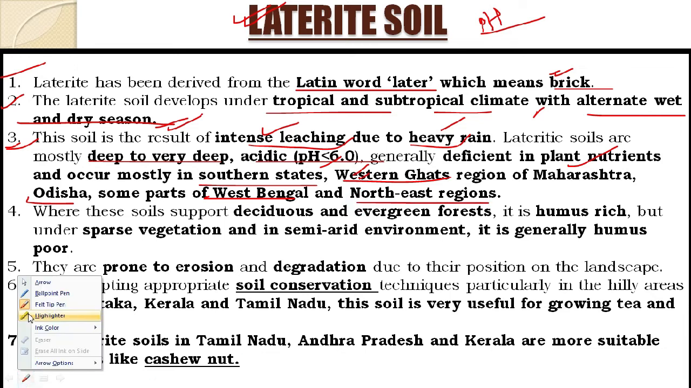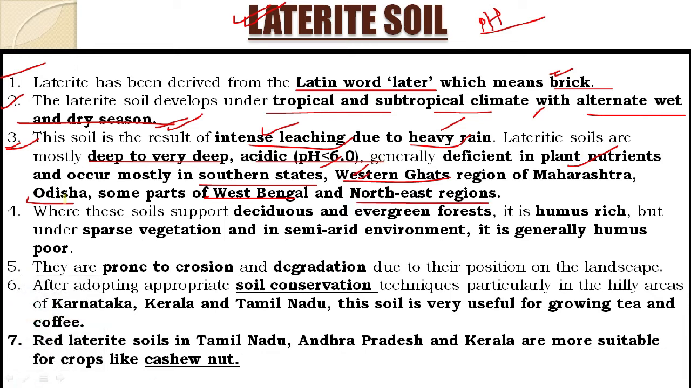Now this is an important point which needs to be highlighted here. It's deficient in plant nutrients, occurs mostly in southern states, Western Ghats region of Maharashtra. Then it occurs on the eastern coast as Odisha, West Bengal, and northeastern regions. Clear? Let's get into the next point, where these soils support deciduous and evergreen forests. It is humus rich, but under sparse vegetation, and in semi-arid environment it is generally humus poor. So we get to see that where it gets sumptuous amounts of forests, it is humus rich, and where it goes through a sparse vegetation, it is poor in humus.